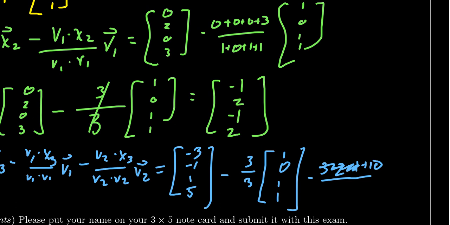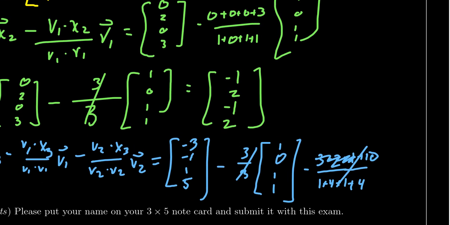And then we have to do the dot product of v2 with itself, for which you're going to get 1 plus 4 plus 1 plus 4. Notice that's going to be 10 over 10, so that also cancels out. So that's kind of nice. All the Fourier coefficients are going to cancel out here. And then the next thing we get is going to be just v2, which is negative 1, 2, negative 1, and 2, like so.